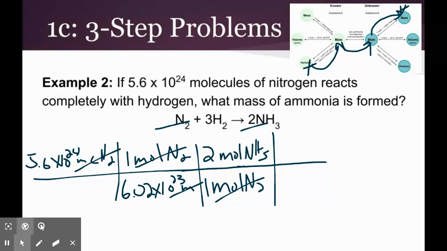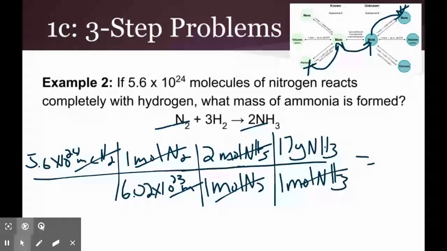We're at moles of ammonia, and we want to go to grams of ammonia. So we're going to use the molar mass to do that. And the molar mass of ammonia is 17 grams. So moles of ammonia cancels out, and we're left with grams. So it's 5.6 times 10 to the 24th times 2 times 17 divided by 6.02 times 10 to the 23rd. And remember, when you're dividing by scientific notation, to put the whole thing in parentheses so that your calculator calculates correctly. And when you do that, you get 316 grams of NH3.